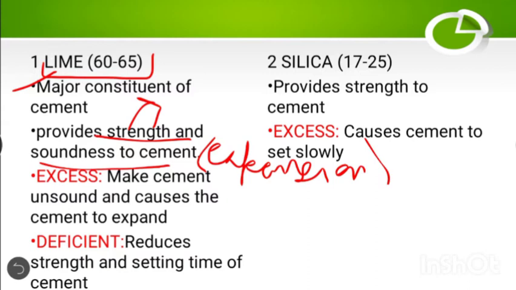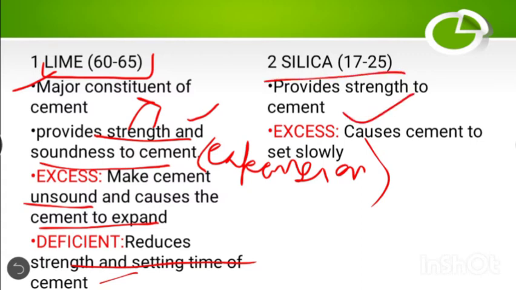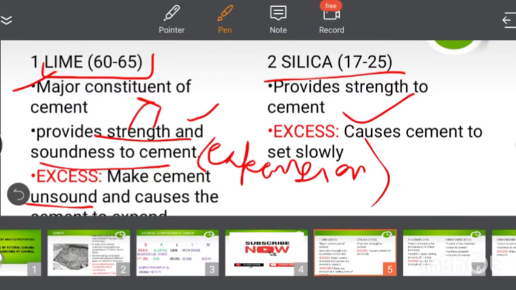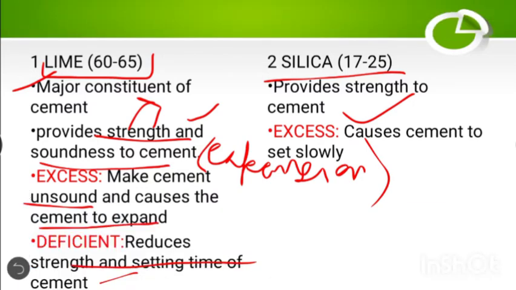If the lime is used in excess, it makes the cement unsound and causes the cement to expand. And if the lime is deficient, it reduces the setting time of the cement. You should know, friends, why it is used: it provides strength and soundness to cement. Moving further, silica, which is 17 to 25%, also provides strength. If it is used in excess, it sets the cement slowly.